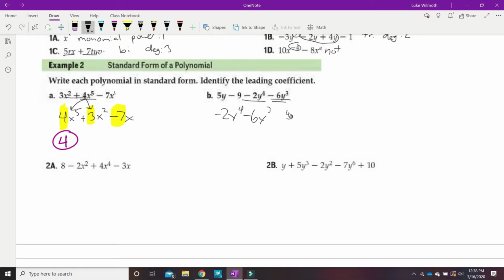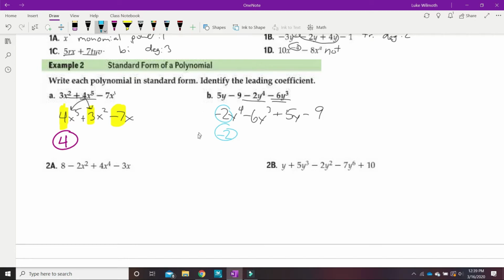And then I've got my 5y. Now the 5y is a little bit tricky because it doesn't have a symbol in front of it, but since it's positive, we're just going to write that it's plus 5y, and then finally minus 9. And now my leading coefficient is negative 2.